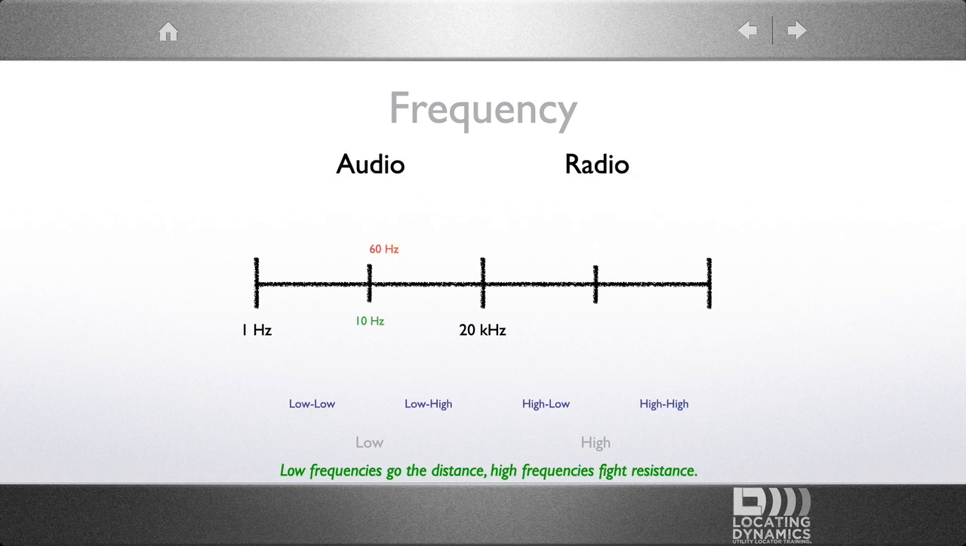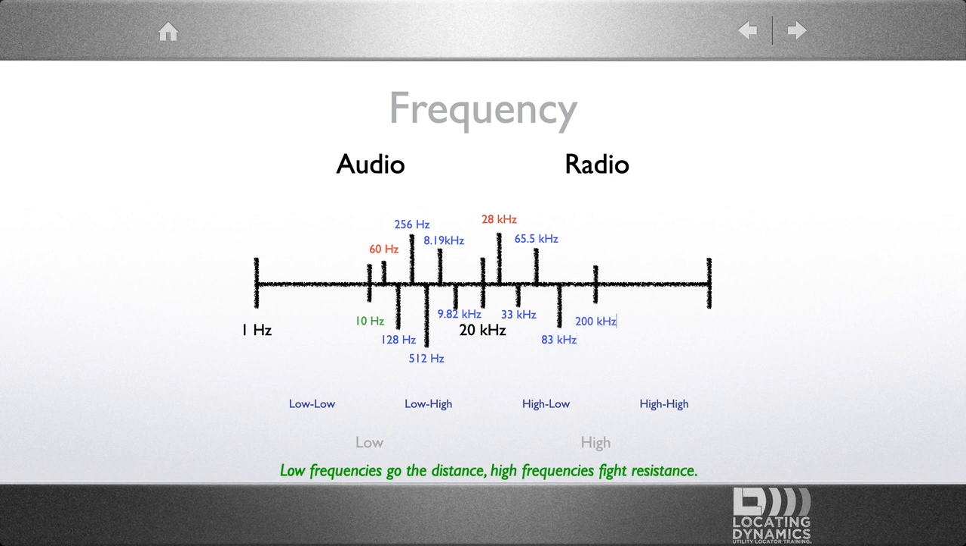Common frequencies generally range from 60 Hz passive, 128 Hz, 256 Hz, 512 Hz, 8.19 kHz, 9.82 kHz, passive radio band, which is generally around 28 kHz, 33 kHz, 65 kHz, 83 kHz, 200 kHz, and then there is no locate frequency between 200 and 480 kHz, 480 kHz being the highest frequency that you could use. This is because the AM radio band begins at 530 kHz.